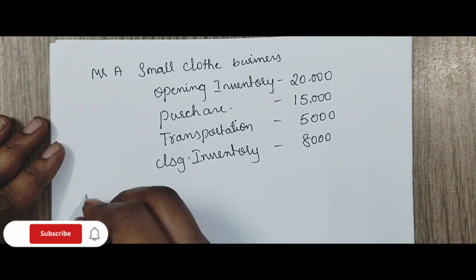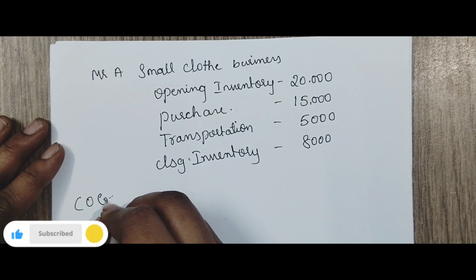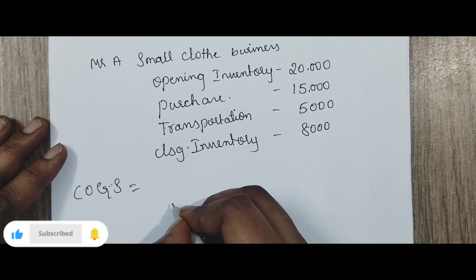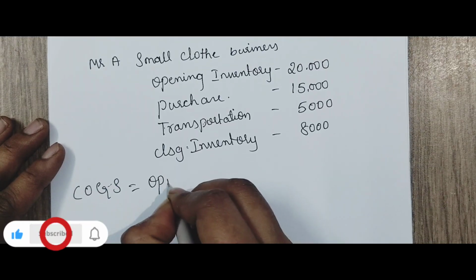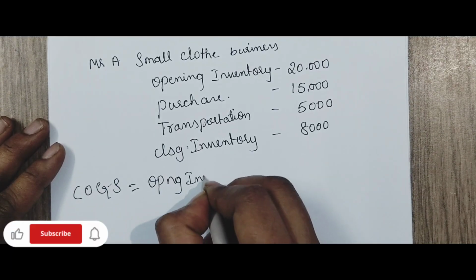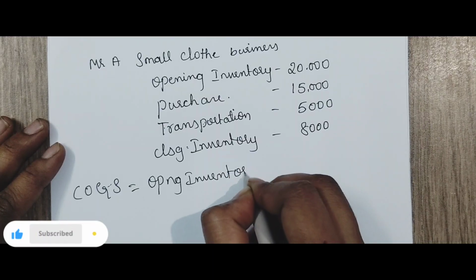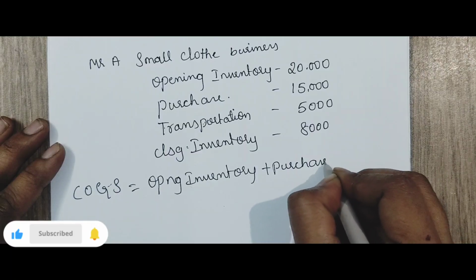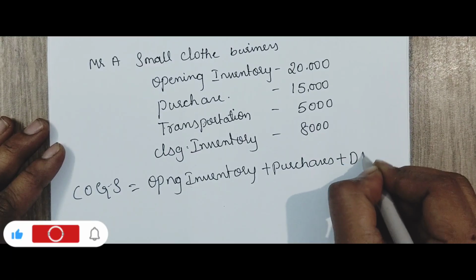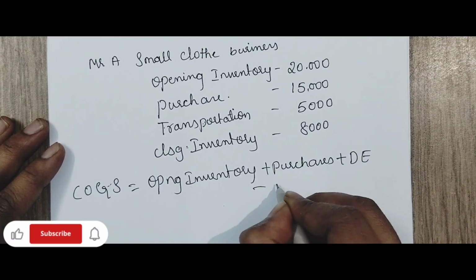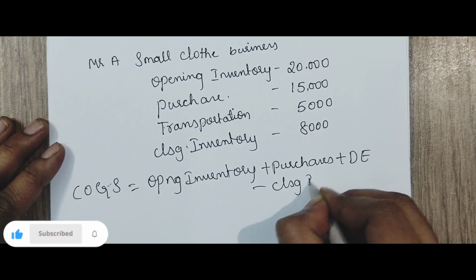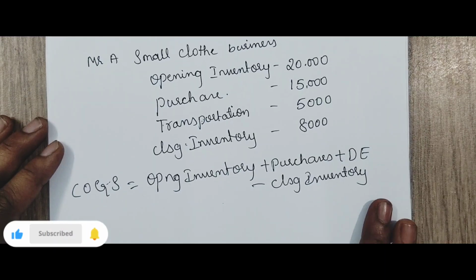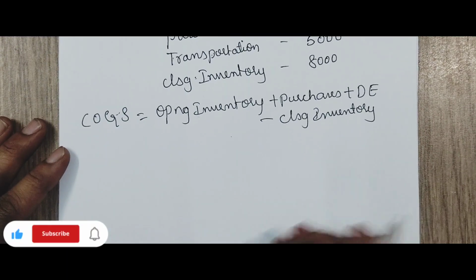Now let us find out the cost of goods sold. What is the formula for finding out the cost of goods sold? Opening inventory plus purchases plus direct expenses minus closing inventory. This is the formula to find out the cost of goods sold.